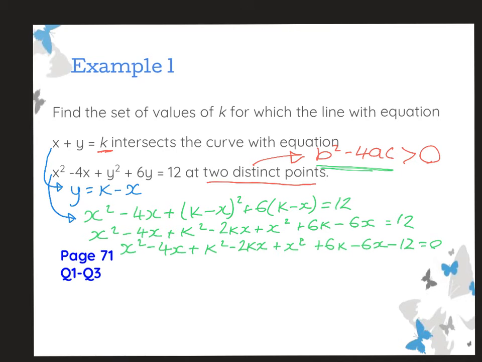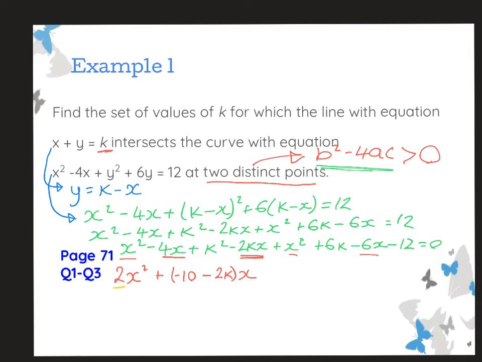So I'm going to put all the coefficients of x squared together. So I've got an x squared and x squared, so 2x squared. So that's quite obvious that our value of a is 2. Now if we look at everything involving the x's, I've got 3 things there. So I've got minus 4x minus 6x, so that's minus 10x. And then we've got this minus 2kx here. So just be careful not to forget that.